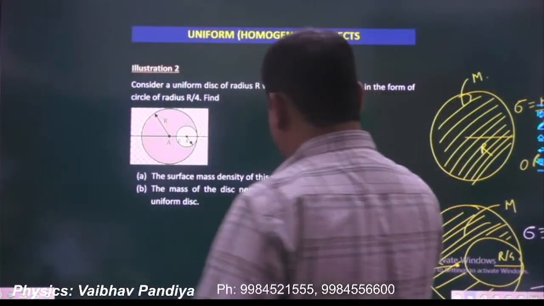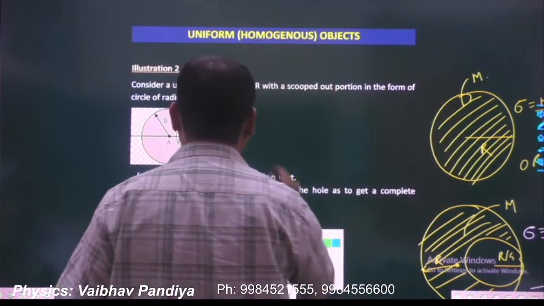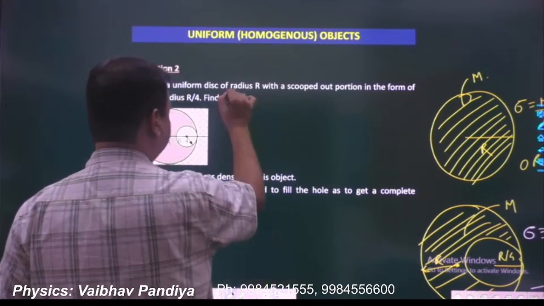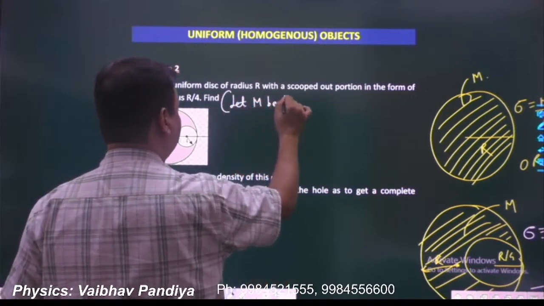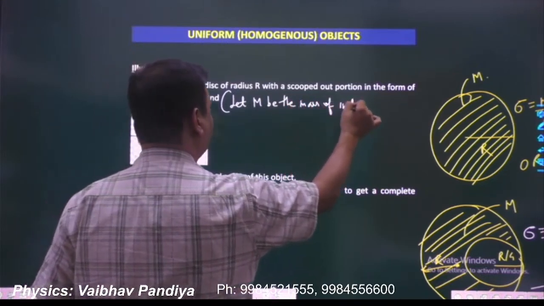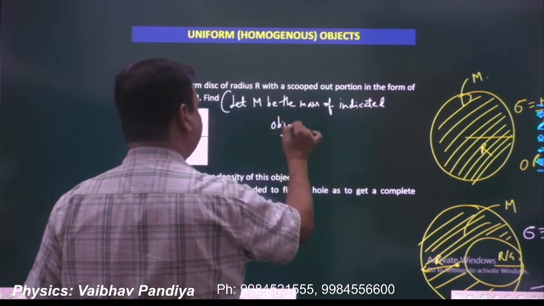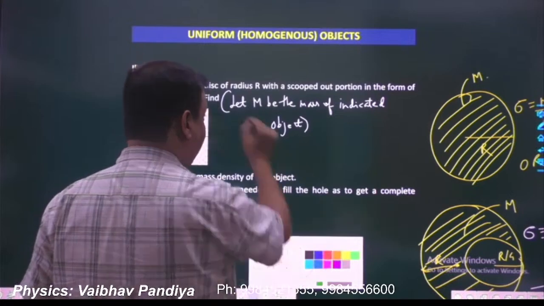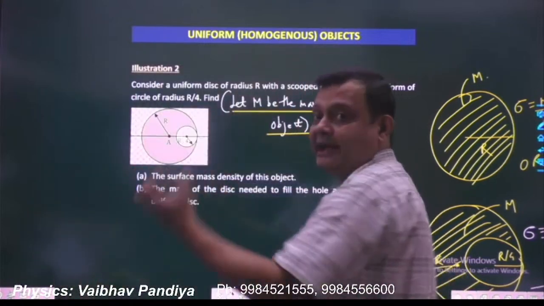See, that's why I have not given the mass earlier, because I have to explain these two things, then I will write the mass. So suppose here it is given, let m be the mass of the indicated object. See the problem. It is not given that m was the mass of the complete disk. It is given m is the mass of the indicated object. The indicated object is this object, the object with the cavity.